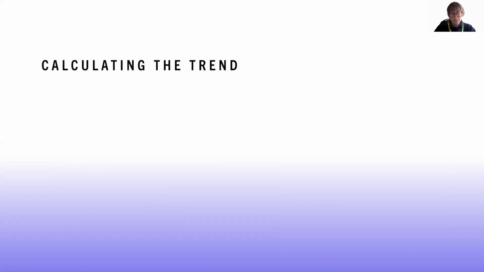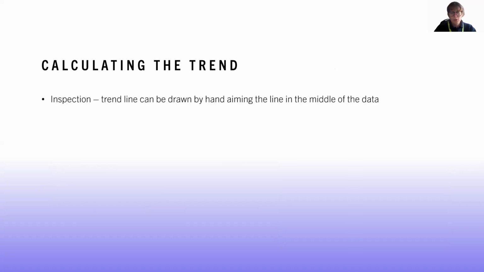Calculating the trend then. There are three methods that can be used to do this. Many businesses may use a combination of all three, whilst others may rely solely on one or two. So inspection is the first one. This simply means that the business will draw out the graph and that line will be drawn by hand to the perfect fit.